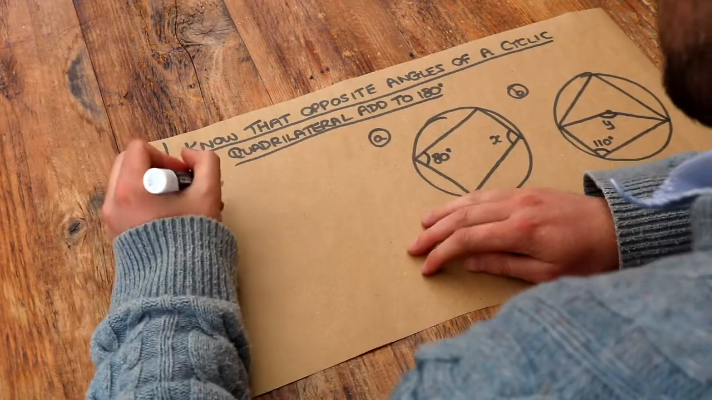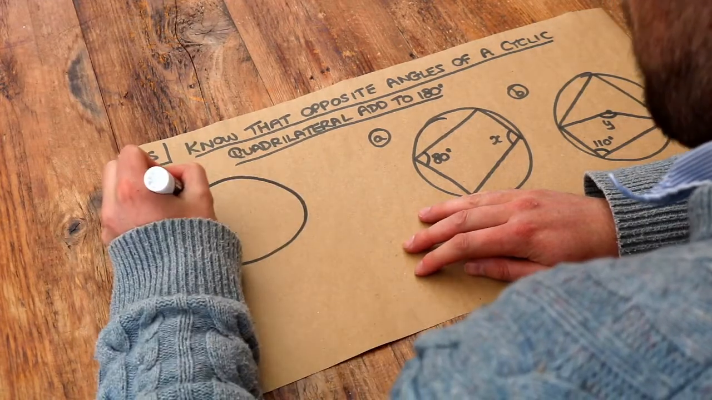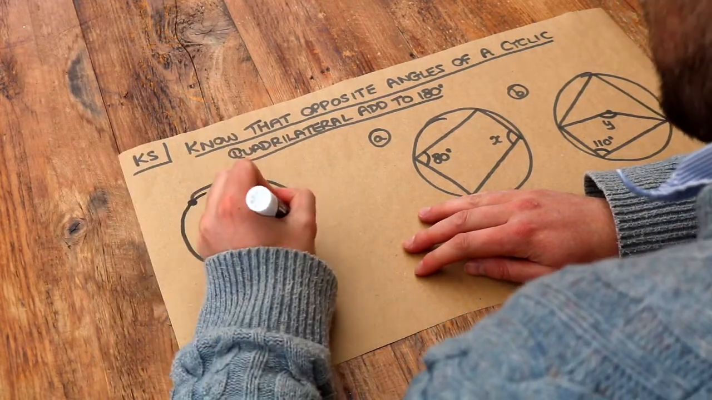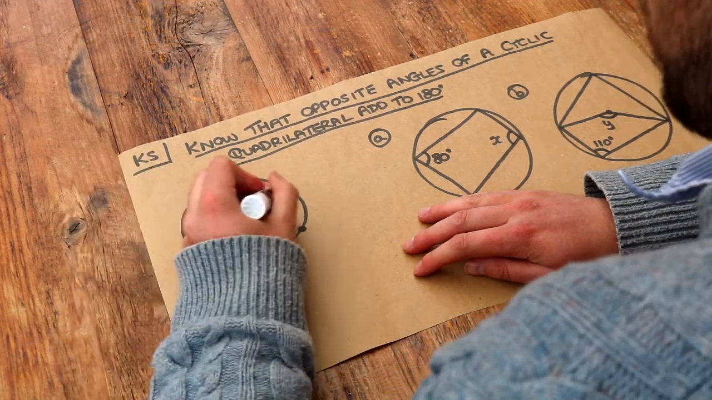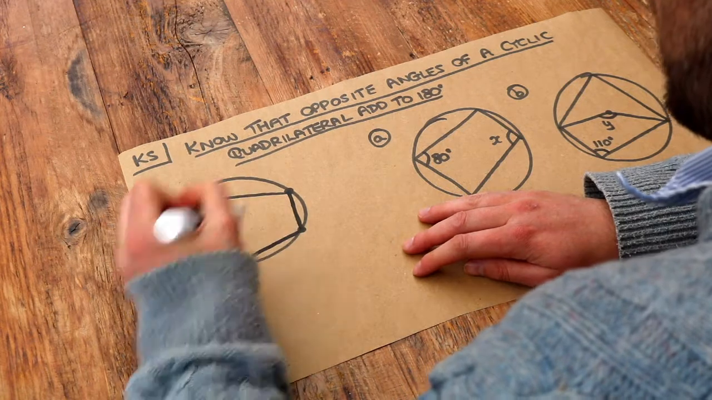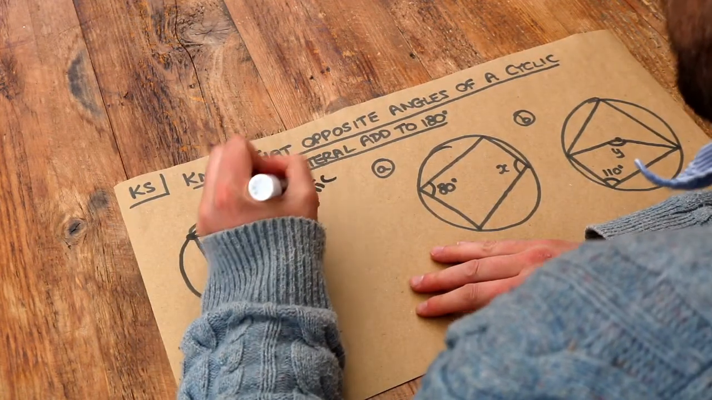Now what do I mean by cyclic quadrilateral? Well, it's when you have a circle and you have 4 points on the circumference of the circle and then you join those 4 points to make a quadrilateral. That's then known as a cyclic, or some people say cyclic quadrilateral.